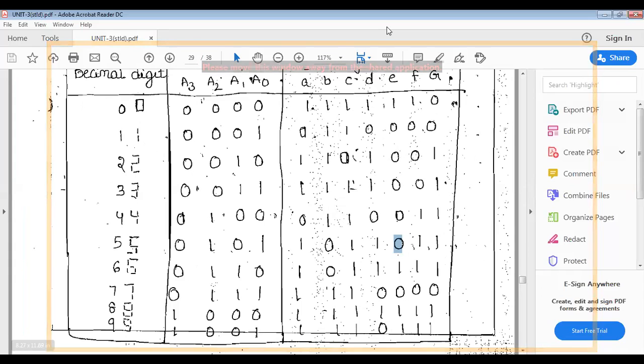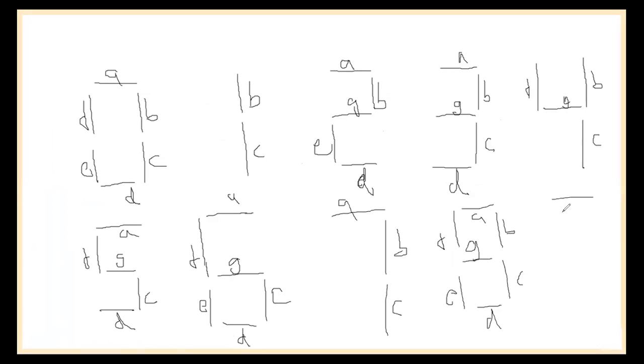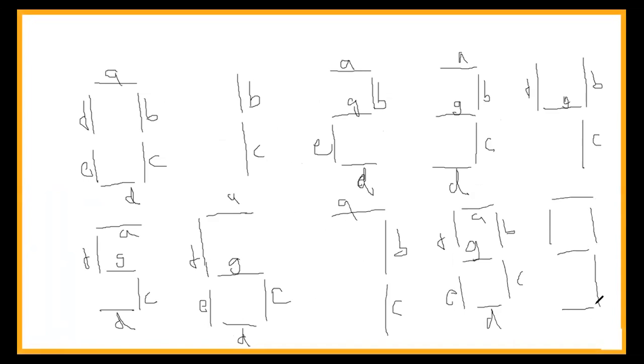And 9, you can see, it looks like this. 9 means like this. It's a 9. Okay. Or otherwise, a 9 also like this. Means A, B, C, D are on, E is off, and F and the G are on. So only the E is off.